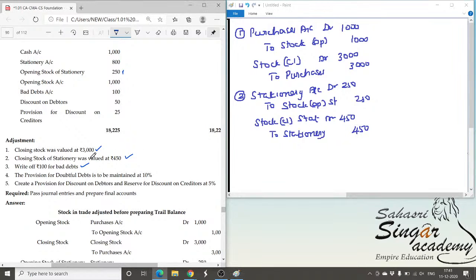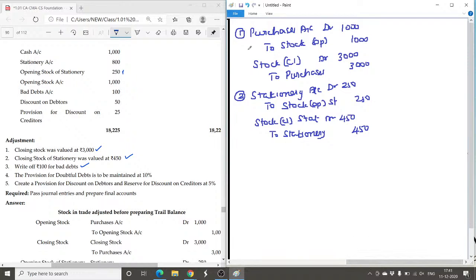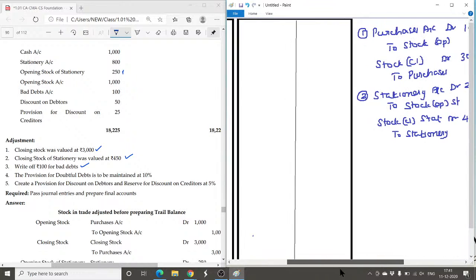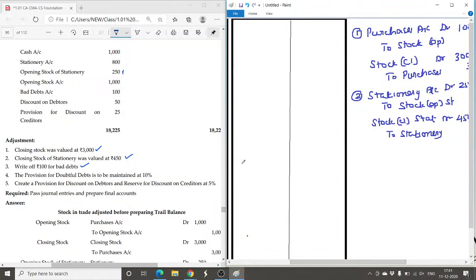Third, write off 100 rupees for bad debt. When the bad debt comes, it is better to form the format here. Now, I'm going to give the format here. Let's see here. I'll give the formats here.